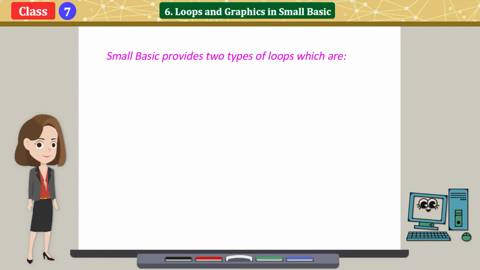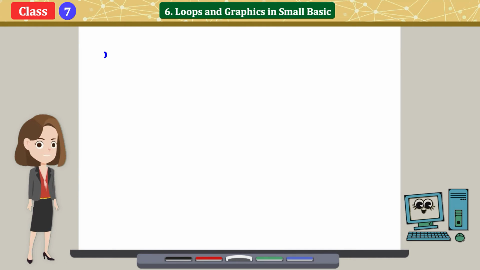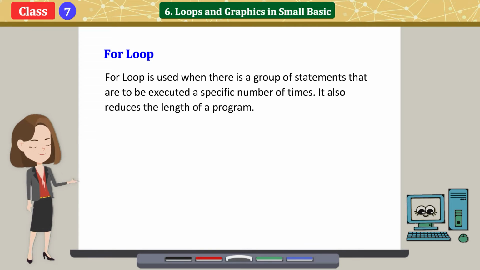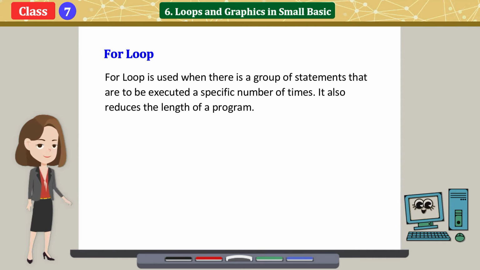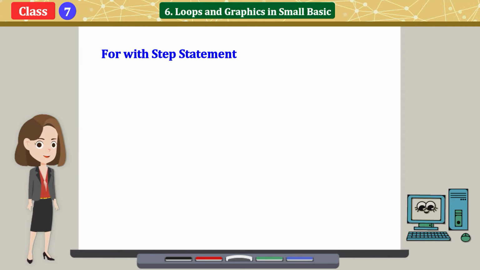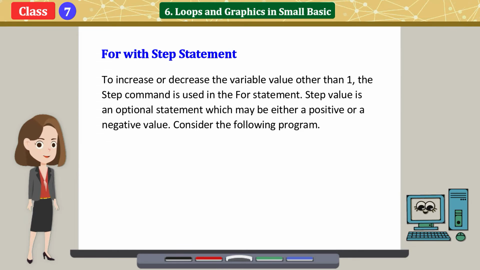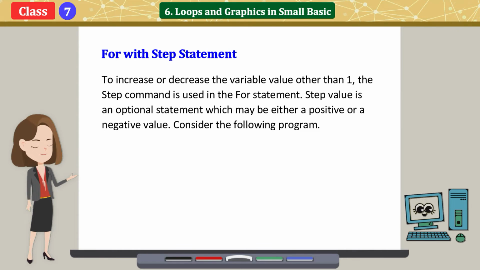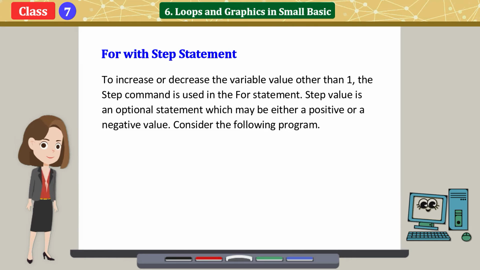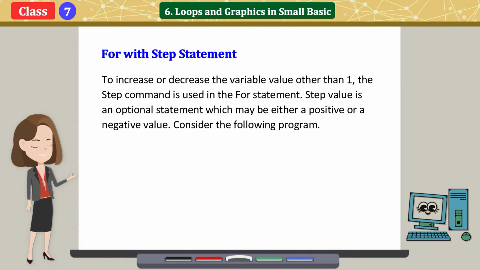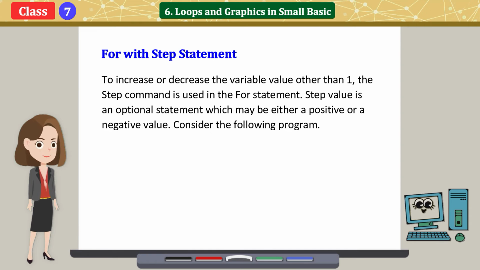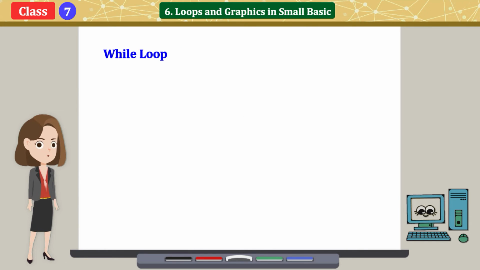Small Basic provides two types of loops, which are for loop and while loop. For loop. For loop is used when there is a group of statements that are to be executed a specific number of times. It also reduces the length of a program. For with step statement. To increase or decrease the variable value by other than 1, the step command is used in the for statement. Step value is an optional statement which may be either a positive or a negative value. Consider the following program.